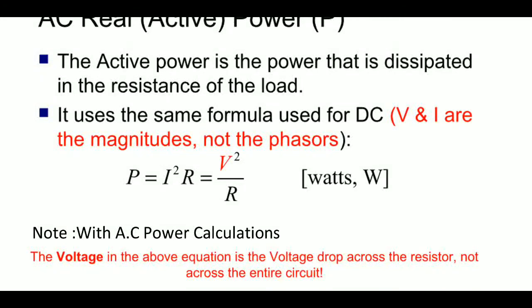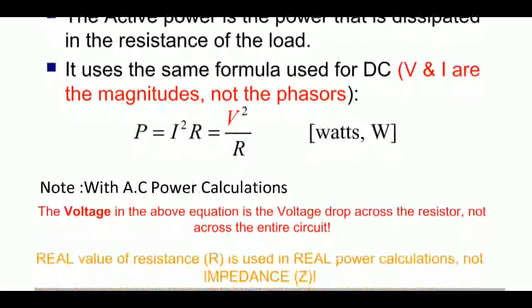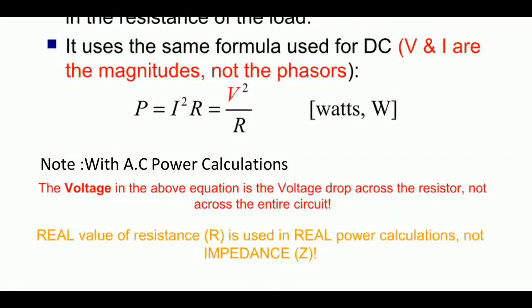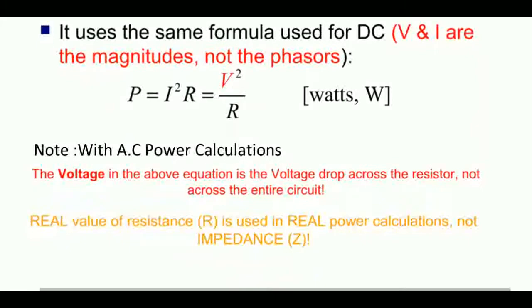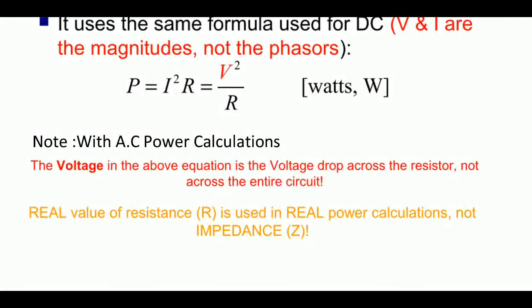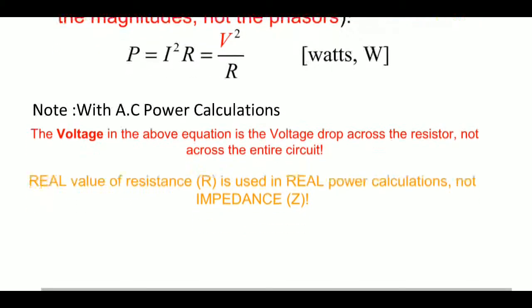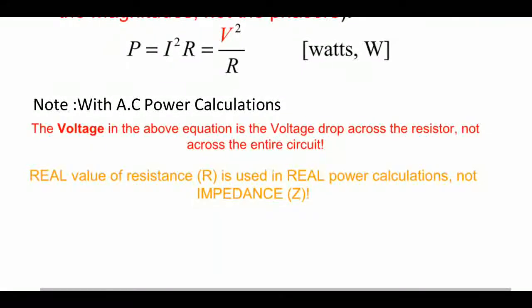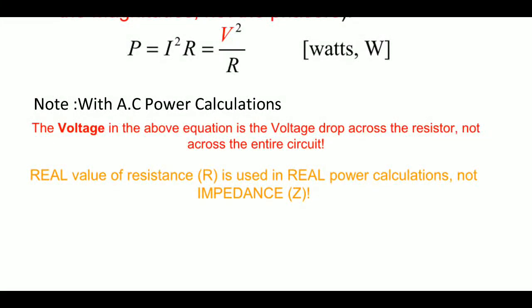The unit is watts. Here with AC power calculations, one note: the voltage in the above equation is the voltage drop across the resistor, not across the entire circuit. The real value of resistance R is used in real power calculations, not impedance Z.